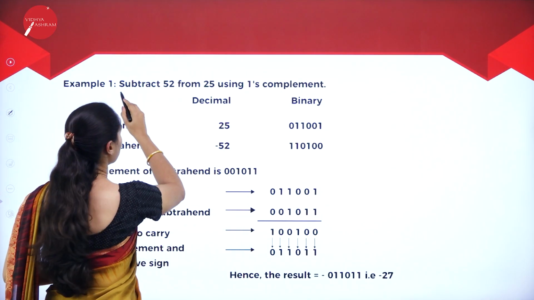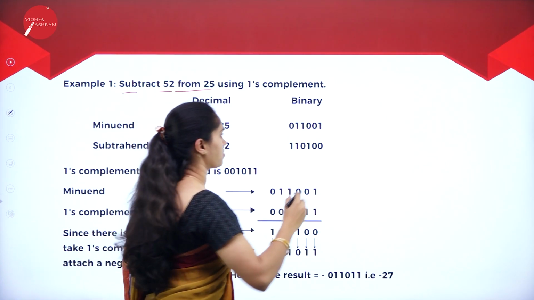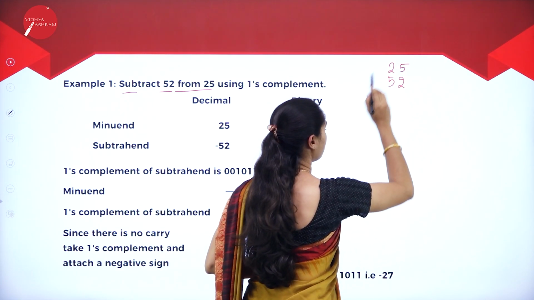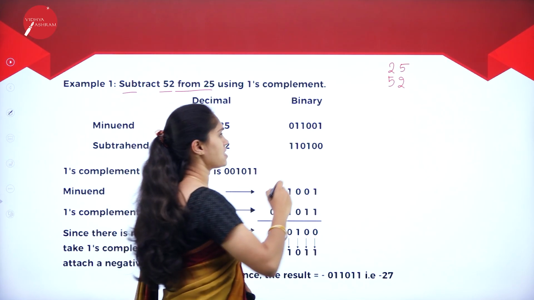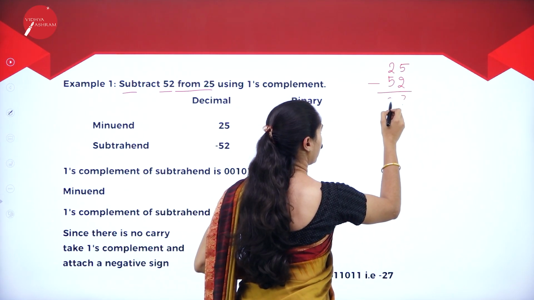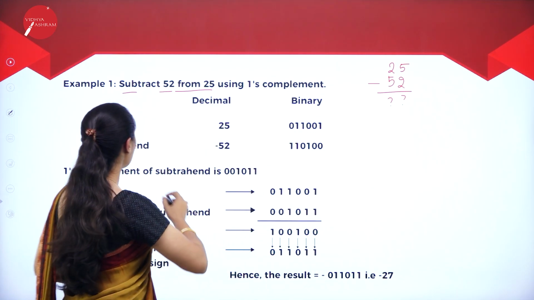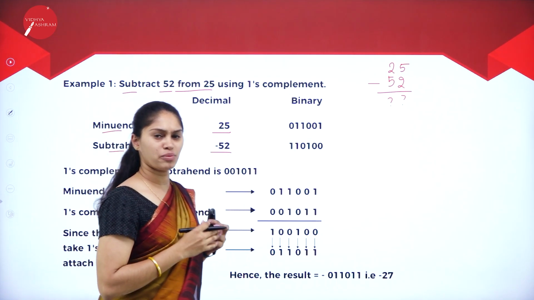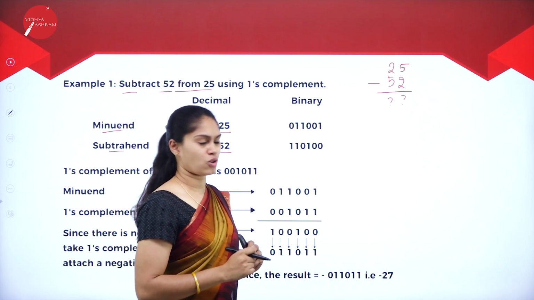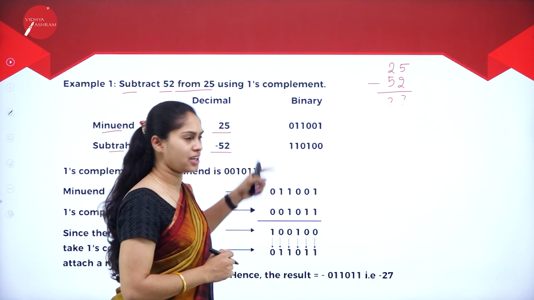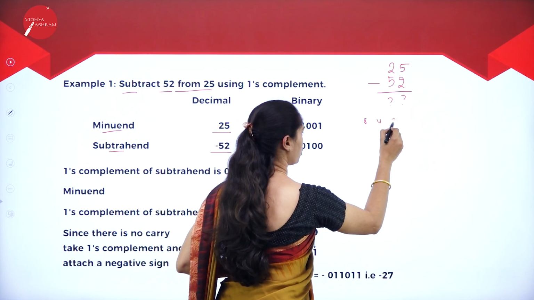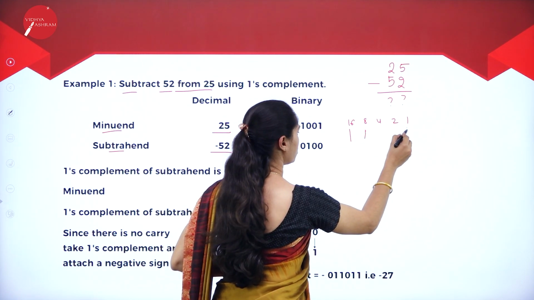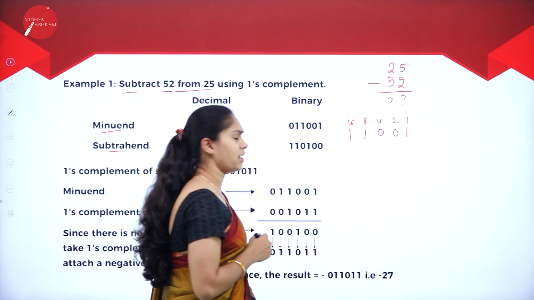We have to subtract 52 from 25. So I have to take 25 as the minuend and 52 as the subtrahend, and we'll see what we get. Now we have to perform the binary subtraction using ones complement. What is the equivalent value of 25? Using this 8-4-2-1 format, 16 plus 8 is 24, 24 plus 1 is 25. The remaining value will be 0.